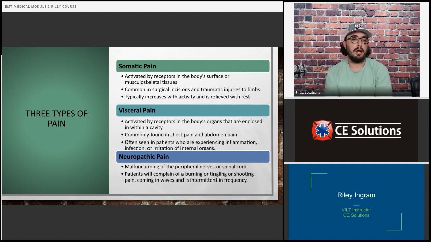Okay. Then neuropathic pain. Malfunctioning of the peripheral nerves or spinal cord. Patients will complain of a burning or tingling or shooting pain, comes in waves and is intermittent in frequency. I feel like that's the last one that I would want, right? Because you don't know when it's going to happen, and it's so hard to figure out how to fix it. You know what I mean? So I think that'd be the last one that I'd choose if I was going to choose one.